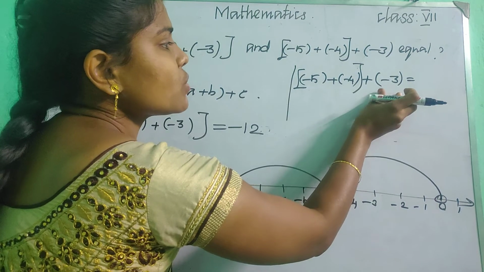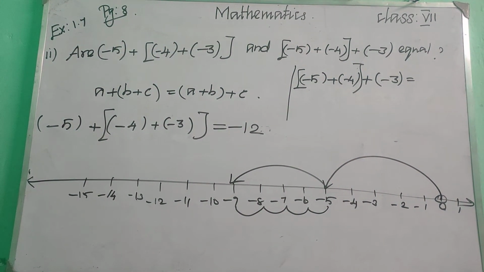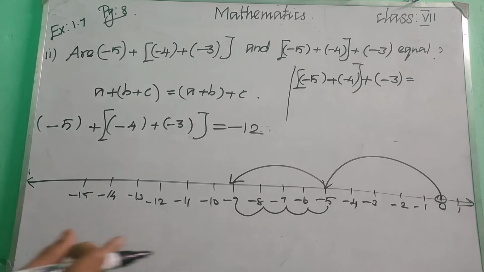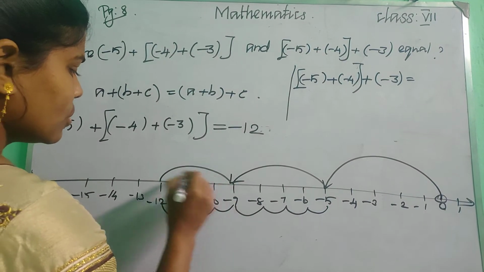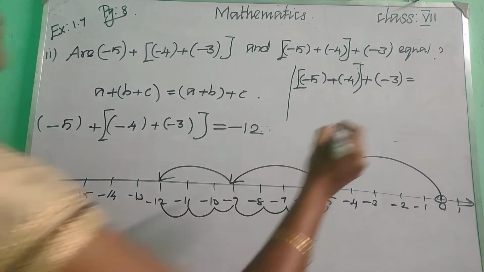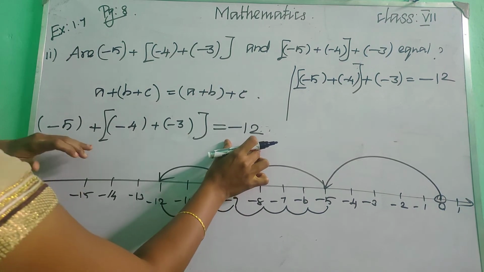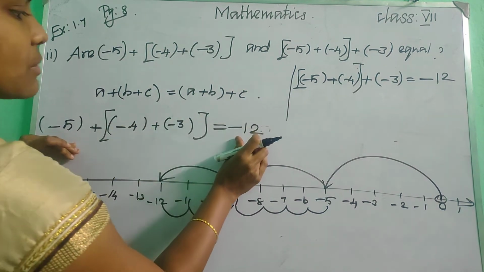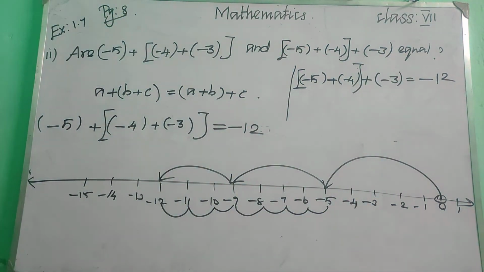After that, we need to add this minus 3. Minus 3 is also on the left side, so we need to move 3 steps to the left side. So 1, 2 and 3. So what do we get? We got minus 12. So for this LHS we are getting minus 12, and for this RHS, right hand side, we are also getting the same minus 12. So simply we can say the addition of integers is associative.